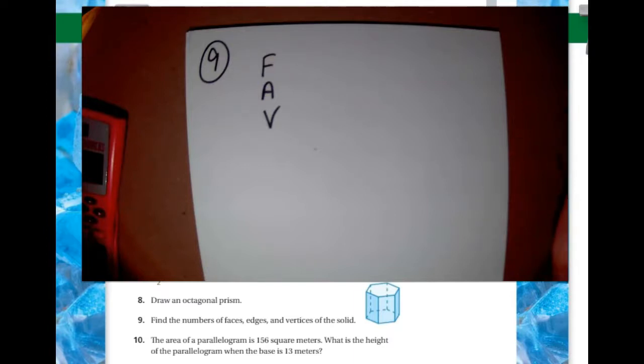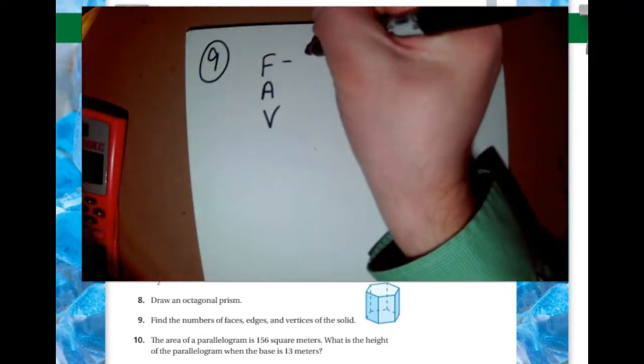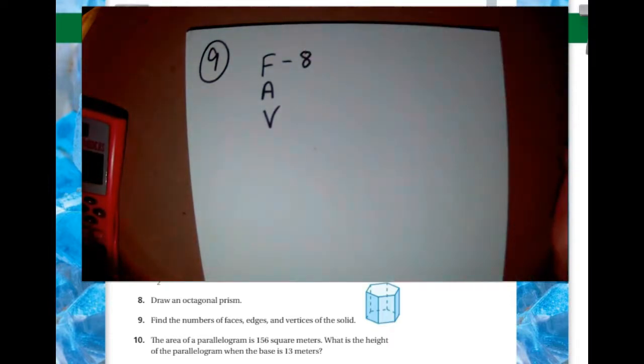We have a hexagon on the top and on the bottom. There are 6 sides to a hexagon, so that means I'm going to have 6 lateral faces. Those rectangles that connect my two hexagons are going to be 6 of them. And I can count them up. 1, 2, 3 on the front, 1, 2, 3 in the back that I can't see. So there's 3 lateral faces and 2 bases. What did I just say? There's 6 lateral faces and 2 bases. So 6 plus 2 is 8. That means there's 8 faces in that shape.